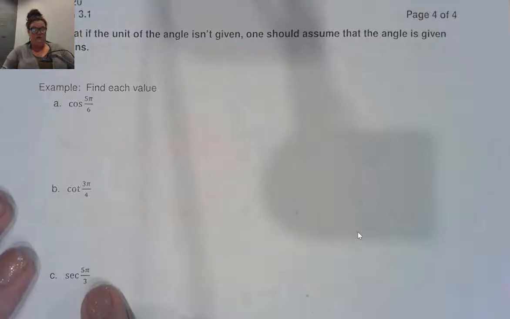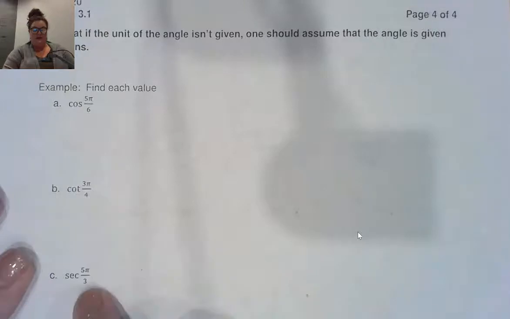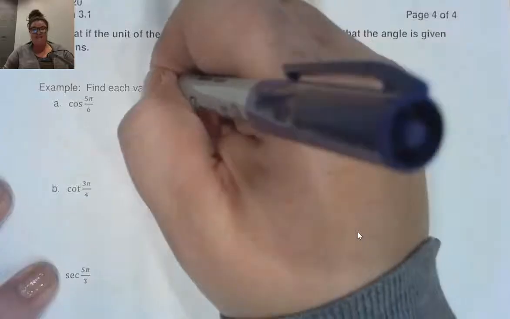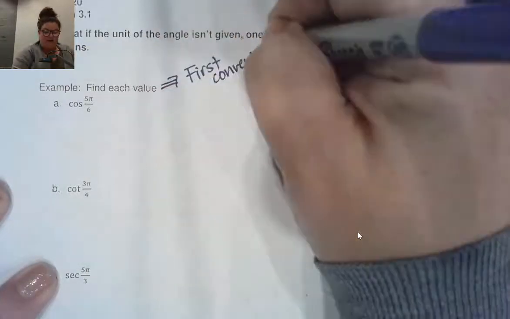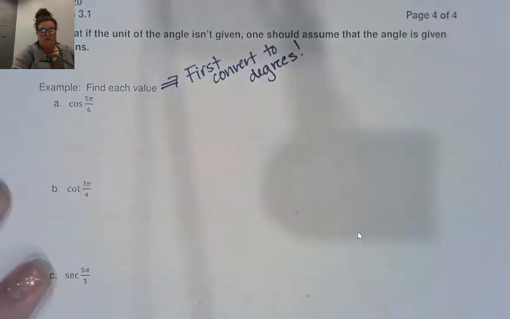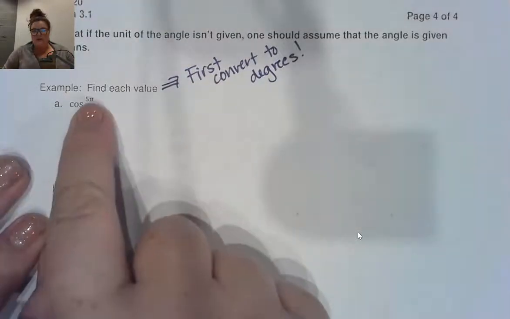All right, so what we want to do is we want to find each trig function value here, okay? And we haven't really done a lot with these radian measures, right? We've only used the reference triangles to find out the trig function values. So in order to find a trig function value, I first need to know what degrees we're talking about. So I'm going to go ahead and just write here, first convert to degrees, okay? Because then I know how to draw my reference triangle.